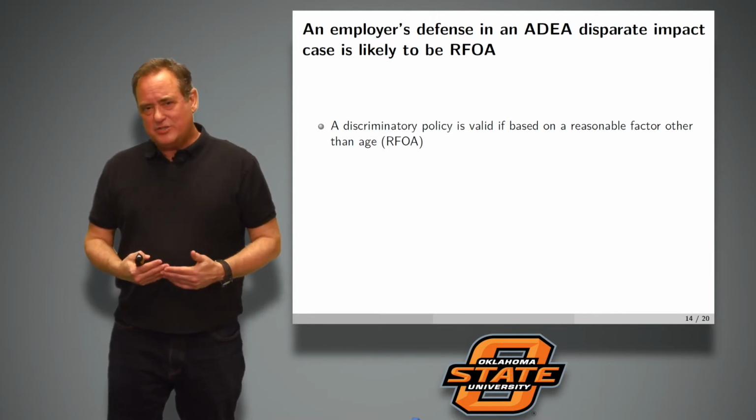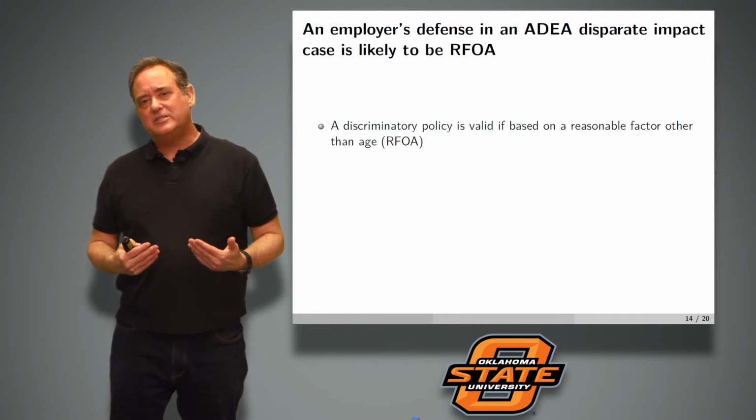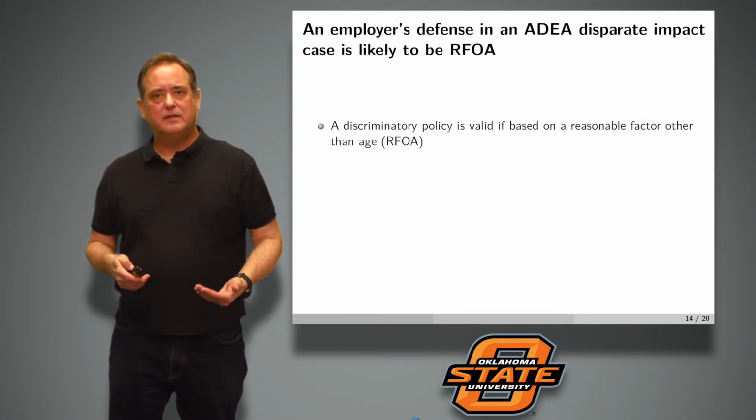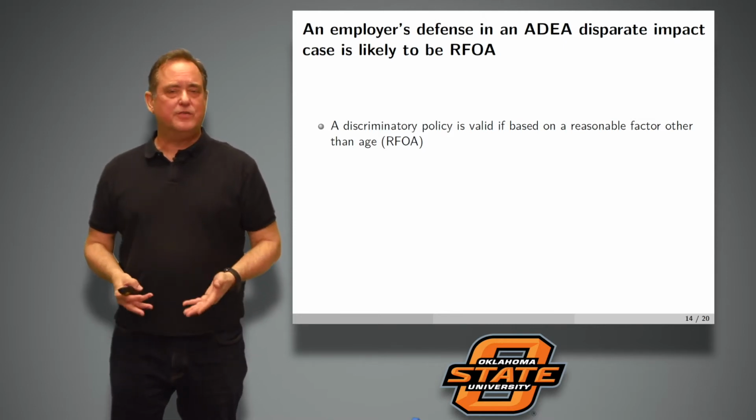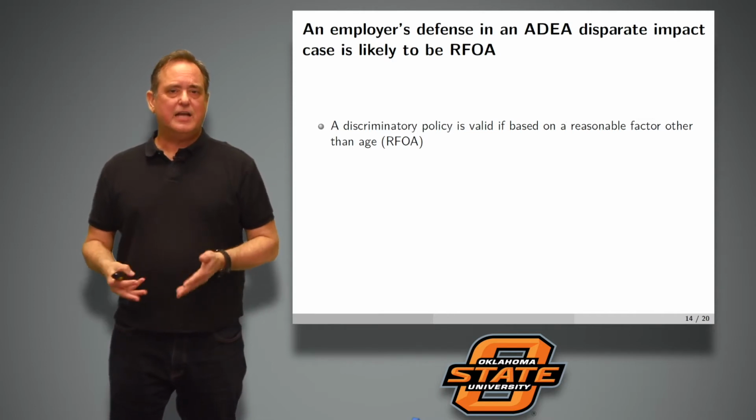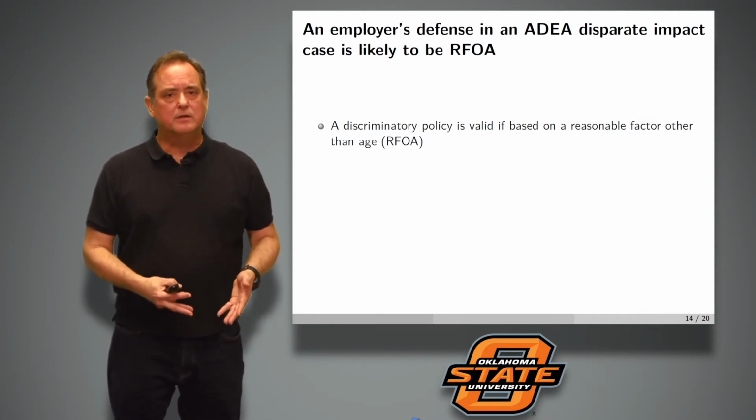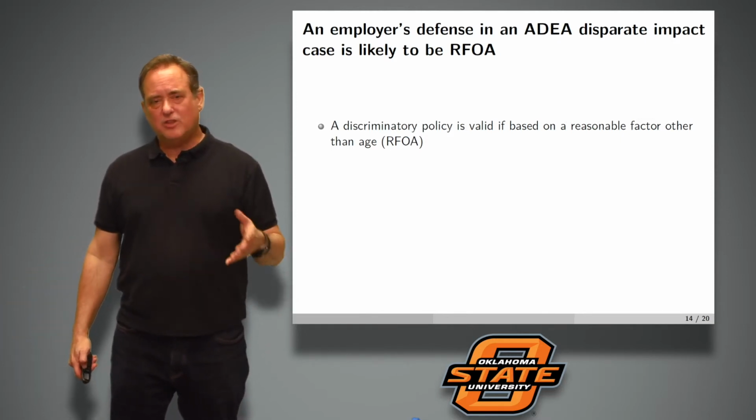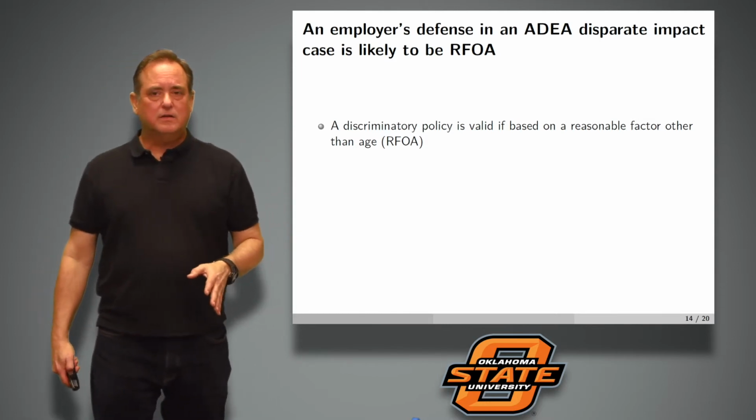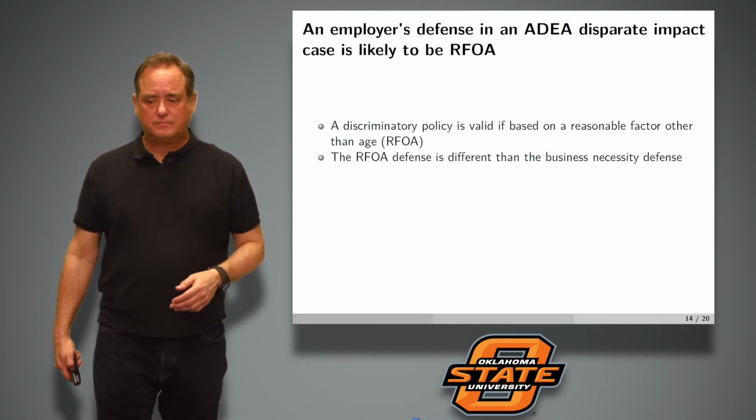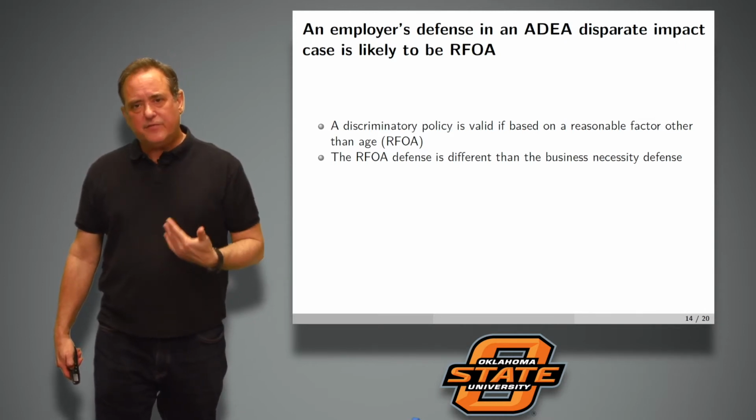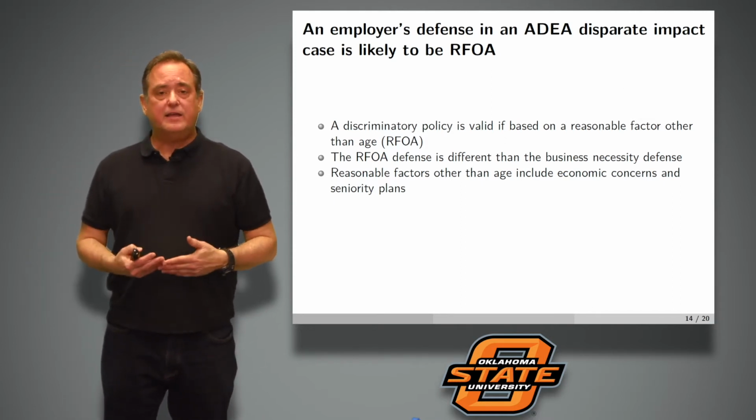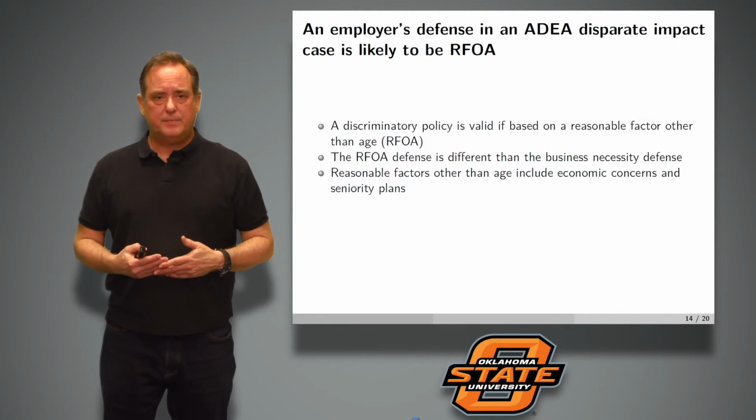Well, for age discrimination claims, the employer has a defense known as reasonable factor other than age, RFOA. And what that means is I don't have to show that it was necessary for my business. I just have to show that my business is going to do better with this neutral policy that has a disproportionate impact. And as long as it's a reasonable factor, then that's permissible. So the RFOA defense is different than business necessity. What we see under RFOA are things like economic concerns and seniority plans.